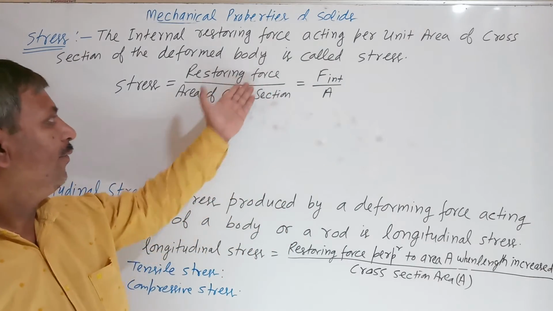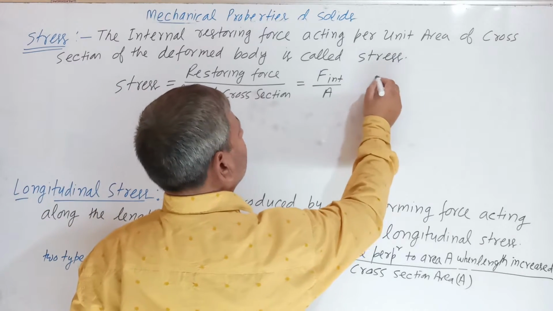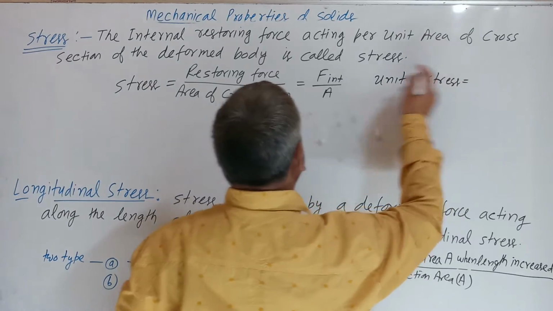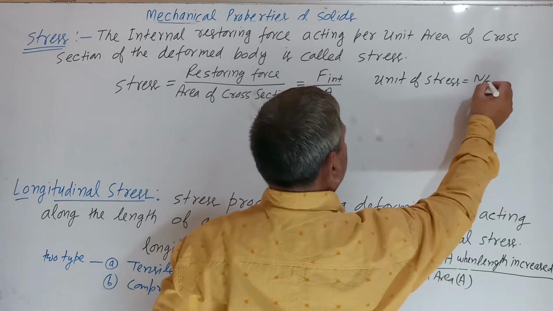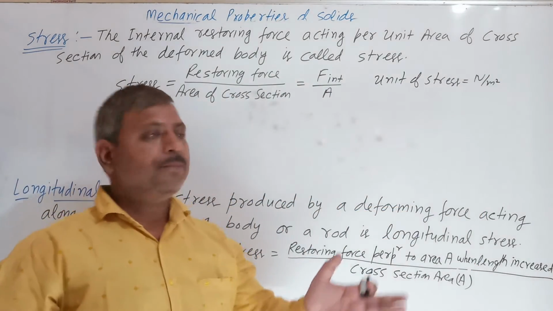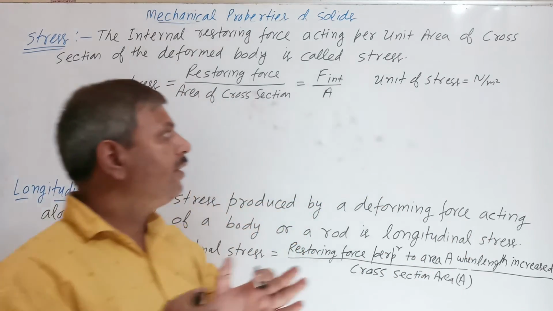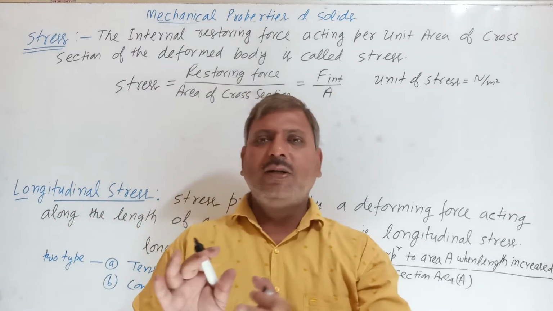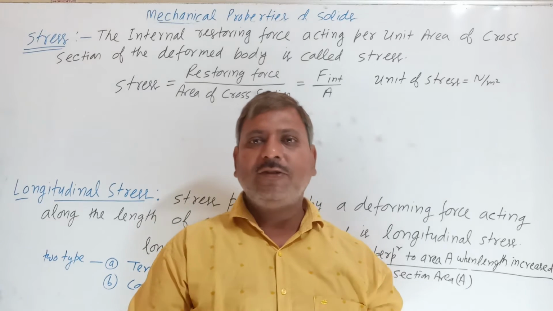Force upon area, so what will be the unit of this? The unit of stress is Newton per meter square, also called Pascal, the same unit as pressure. One thing more, stress is not a vector quantity, because we cannot give it a specified direction.